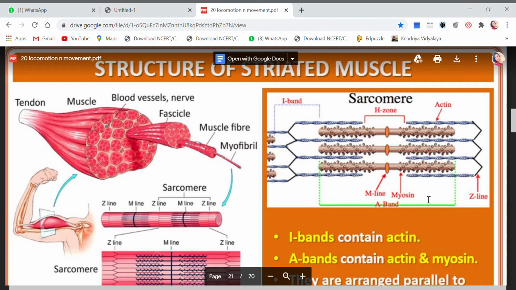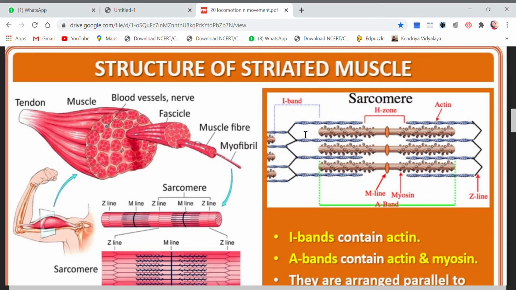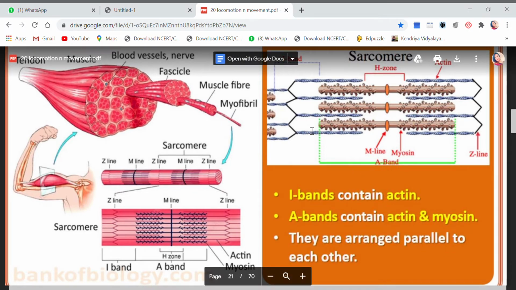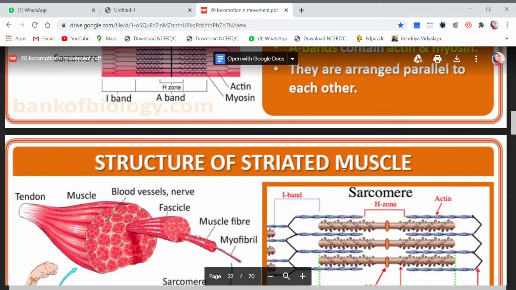So this is the A band, but in the I band they have only actin. You see, from here till here, do you see any myosin? Do you see any brown part in between? No, because they do not have it. The I band does not have myosin. I bands have only actin. Then the next thing they are saying is that they are arranged parallel to each other. So you can see they are arranged parallelly. Actin and myosin, all of them are arranged parallelly.